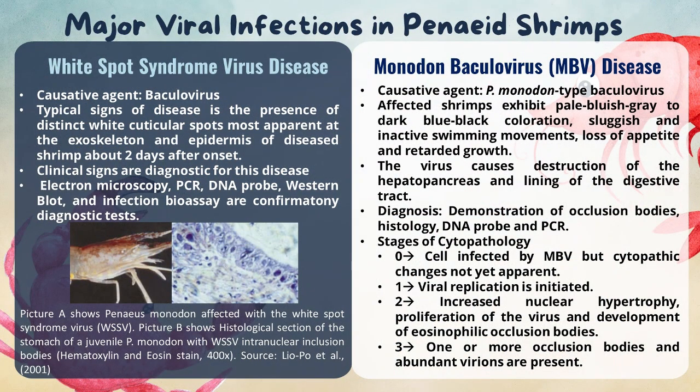Major viral infections of penaeid shrimps. Shrimps can also be affected by viral infections. One of these viral infections is the white spot syndrome virus, or WSSV. This viral infection is caused by baculovirus.